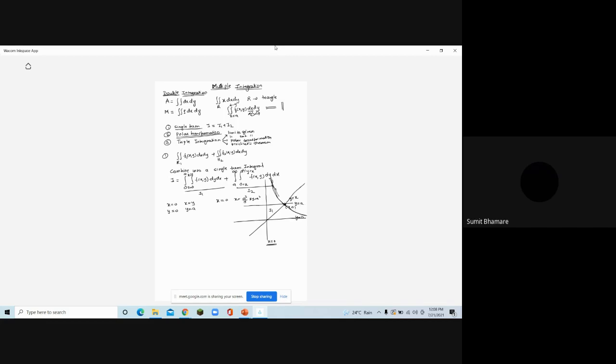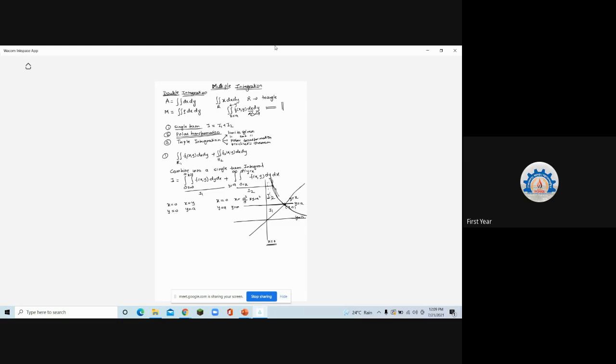Okay. So these are the limits of x. What are the limits of y? y is equal to a to y is equal to infinity. So y is equal to a is this line which we have already drawn, and y is equal to infinity means here y is going to infinity. So this is I2. Clear? When you draw it, it is very easy to understand.